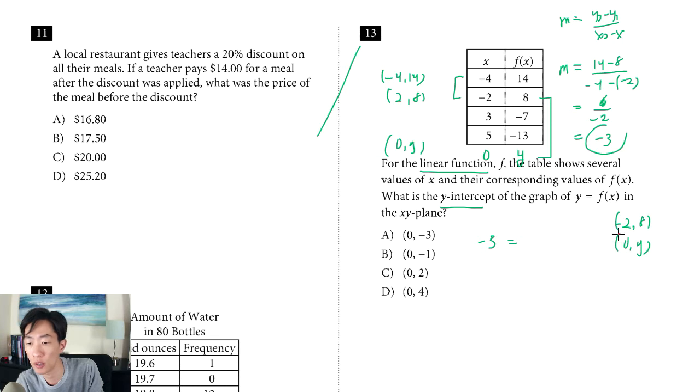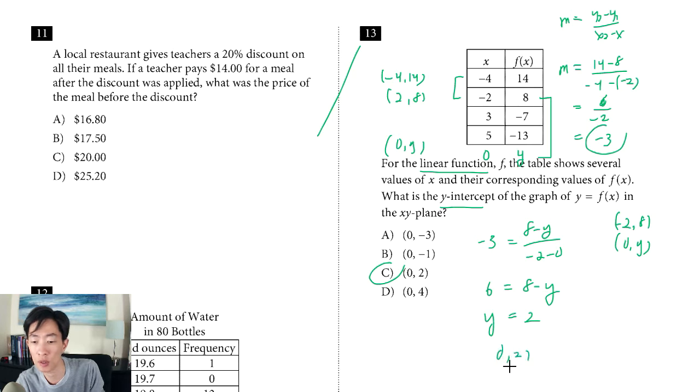So same thing, y2 minus y1, we're going to do 8 minus y divided by -2 minus 0. We'll multiply both sides by -2, we get positive 6 equals 8 minus y. Add y to both sides, subtract 6 from both sides, we get y equals 2. And the answer is therefore the ordered pair, choice C, because we know this coordinate is going to be 0, 2. So that's the y-intercept.